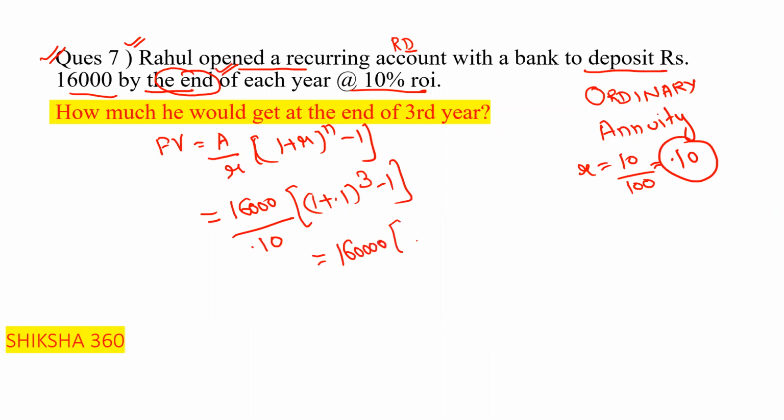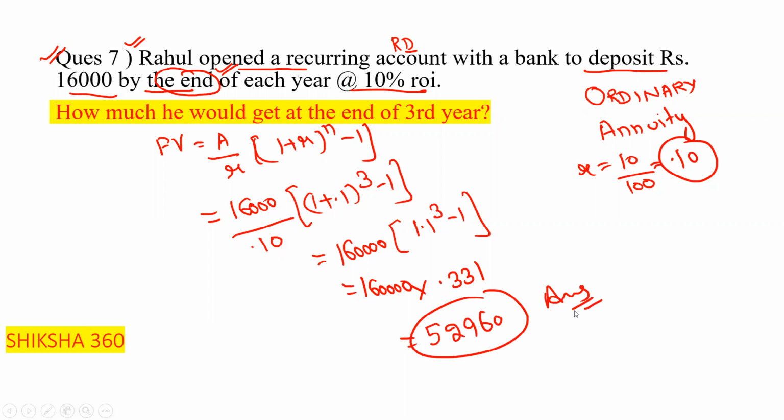So basically here we will get 1,60,000 into 1.1 power 3 minus 1. When we solve 1.1 power 3, we consider 11 cube and adjust the decimal according to that, minus 1. This comes out to 1,60,000 into 0.331. So what we get at the end is 52,960 rupees.